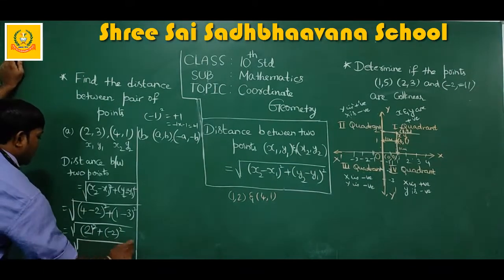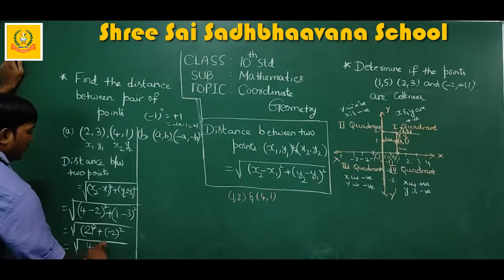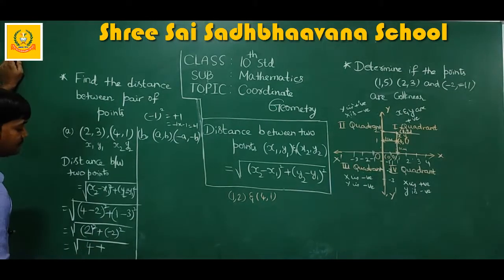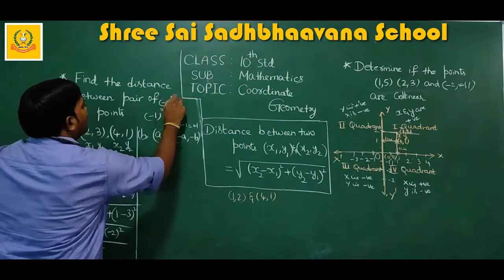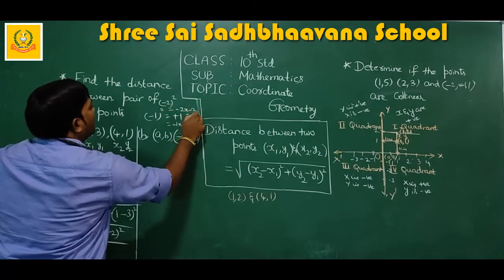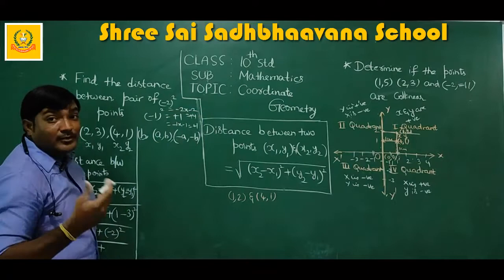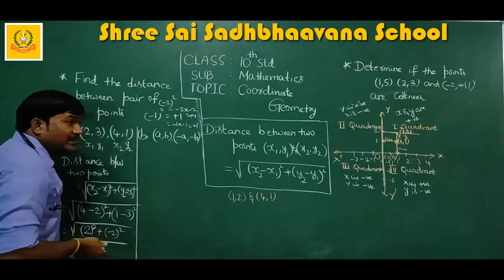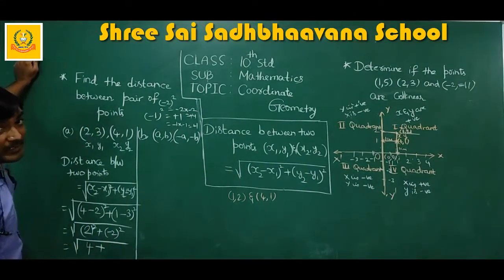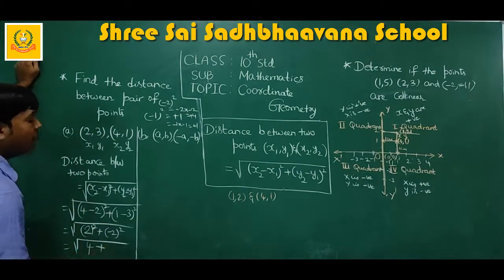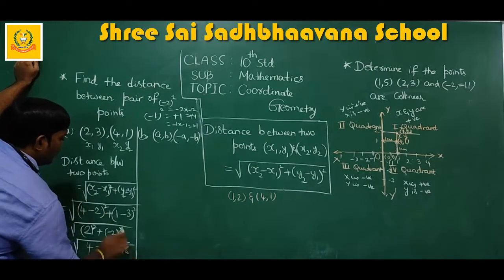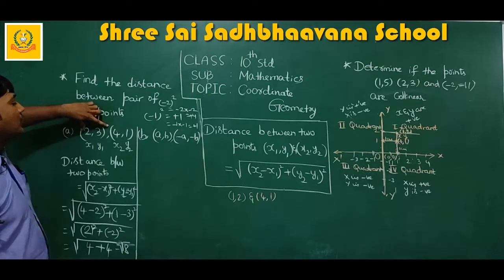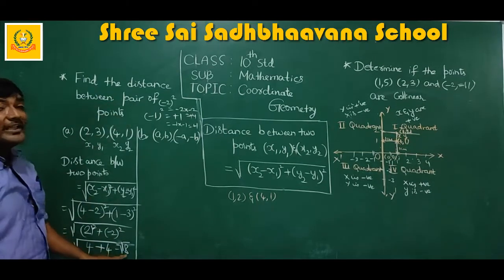So now, what is this? 2 square is 4 plus minus 2 square. What is minus 2 square? Minus 2 square is minus 2 into minus 2, which is plus 4. As I said, you will never get a negative value. Even though you have minus 3 square, you should get plus 9. You will never get any negative value because of the square, remember. So, root of 4 plus 4, which is root 8. So, what is the distance between 2, 3 and 4, 1? It is root 8 units.